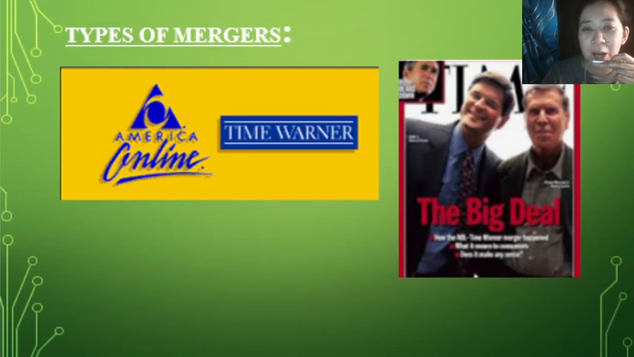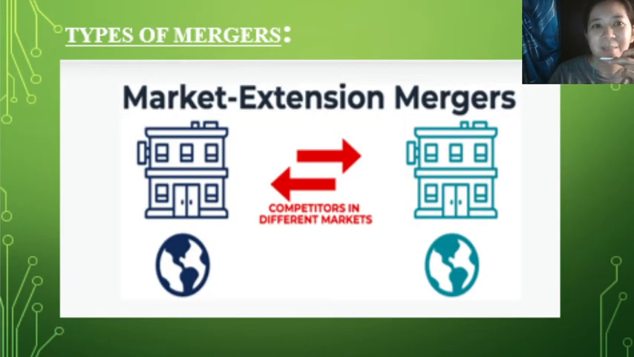Again, their reason for having this type of merger, a vertical merger, is to have higher quality control and better flow of information along the supply chain, and of course, synergy. That's why they enter into this type of merger. The third type is the market extension merger.